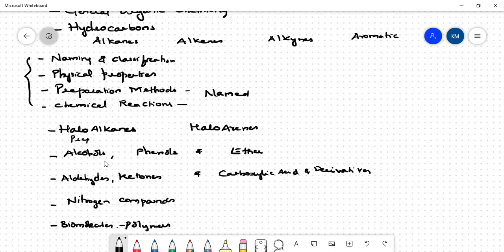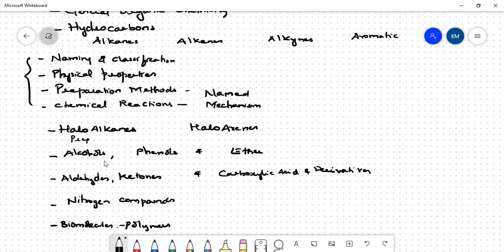Second, named reactions. In some reactions, the mechanism will be important. We have studied about mechanisms: free radical substitution reactions, many mechanisms in general organic chemistry. In some reactions they will ask you to explain the mechanism, not for all. We'll study preparation methods and chemical reactions, and I'll tell you which reactions the mechanism is important for.